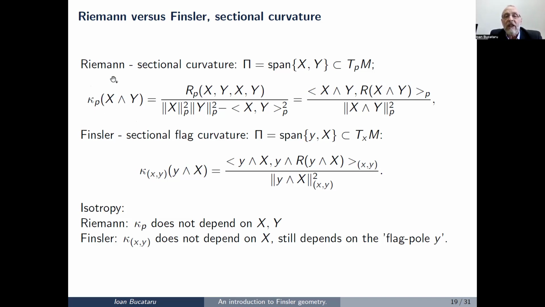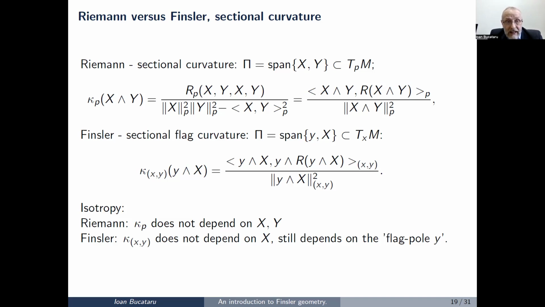sectional curvature. So the sectional curvature at a point in the direction of a plane generated by x and y, here is the bivector that actually generates the two plane. So the sectional curvature at a point in the direction generated by these two vectors is defined in this classical way. Yeah, so this is the (0,4) curvature.